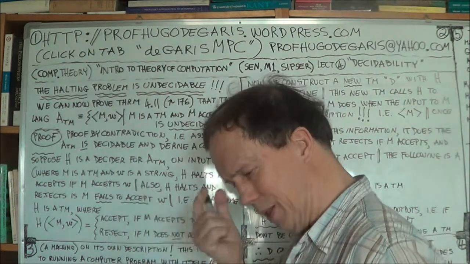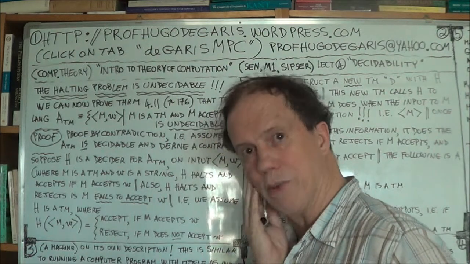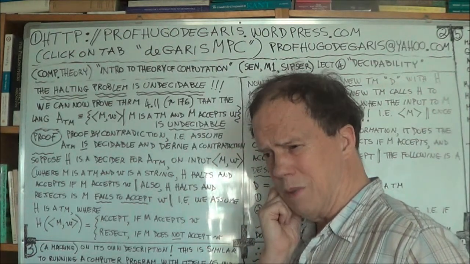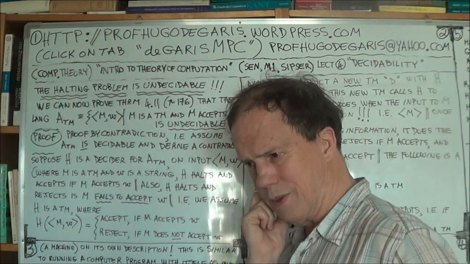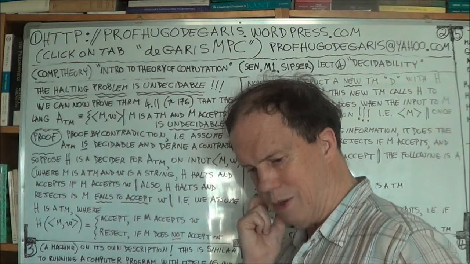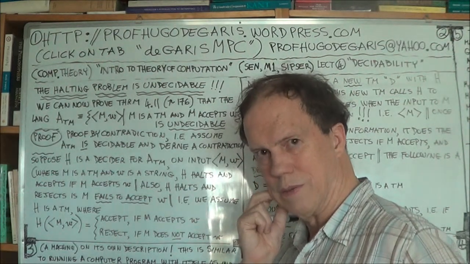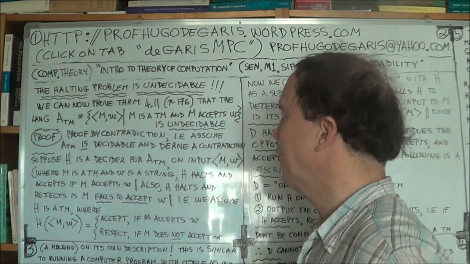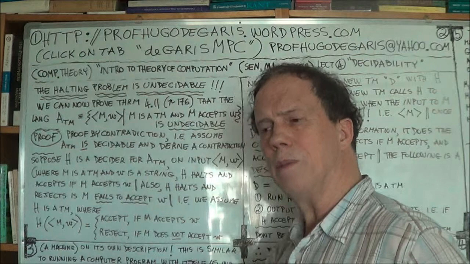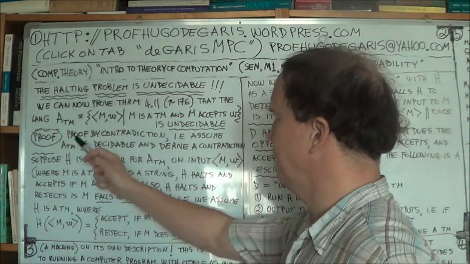A bit of revision. What is it to decide a language again? At the risk of boring you crazy, you've heard it so many times, but reinforcement can be useful. What is it to decide a language? It means there's some Turing machine that accepts every string in the language and rejects all other strings. That's what decide means. So how to prove that this is undecidable? Well, we're going to use proof by contradiction.